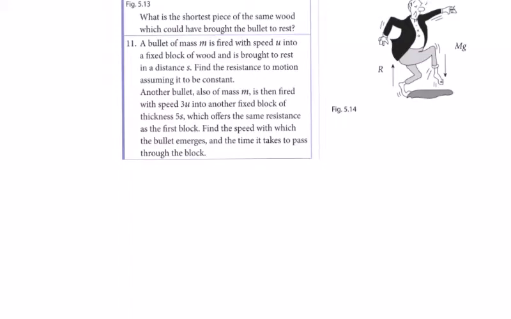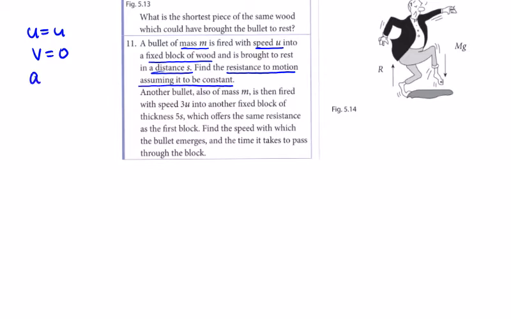A bullet of mass m is fired with speed u into a fixed block of wood and is brought to rest in a distance s. Find the resistance to motion, assuming it to be constant. Okay, so we have speed u, it's brought to rest. So no numbers in this question, we're just dealing with variables.